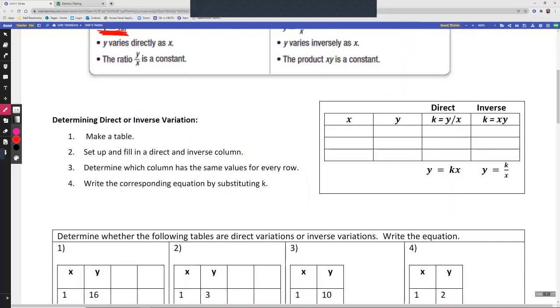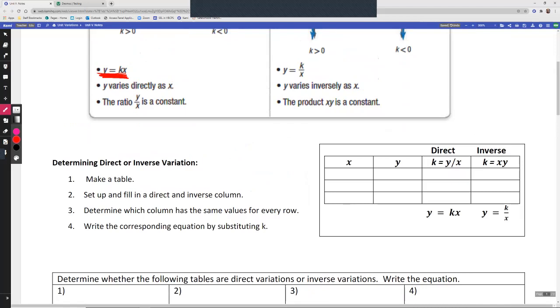But now let's look into how we can find these things using the stuff that we know. All right, so when we're given some information to determine our direct or inverse variation, our first step is going to be to make a table. That's what we have over here, just set up. Once we have a table, we're going to set it up and fill it up with the information that they give us. And oftentimes the information is already in the table, so we don't have to worry about that too much. But if it's not, we can put it in the table and work from there. And then it says determine which column has the same values for every row. That's talking about our variance, our k. And then we're going to write the corresponding equation substituting k in.